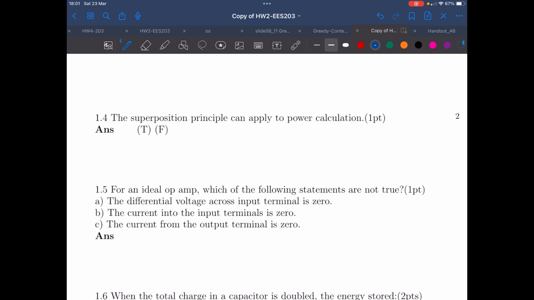In this question 1.4, can the superposition principle apply to the power calculation? Is it true or false? So we need to refer to the concept of superposition, which applies linearity. We consider all different independent sources.